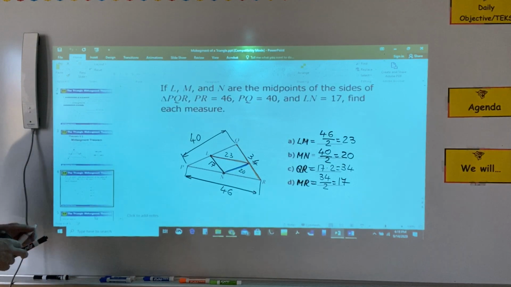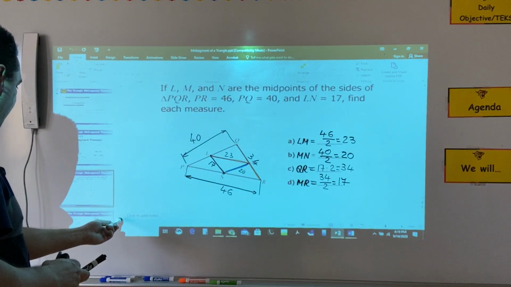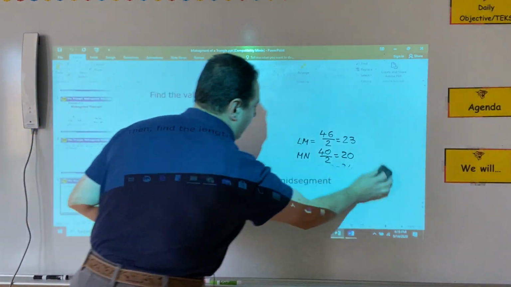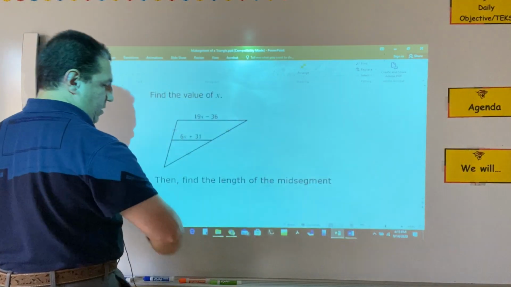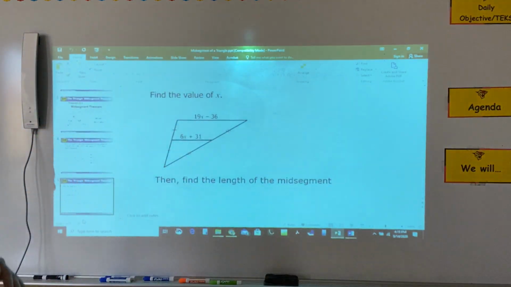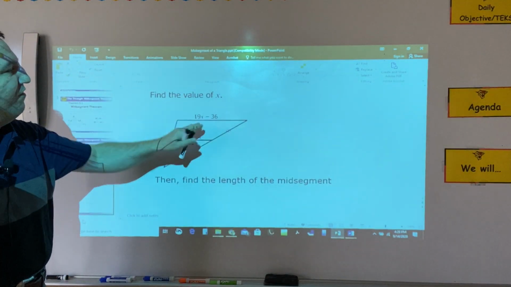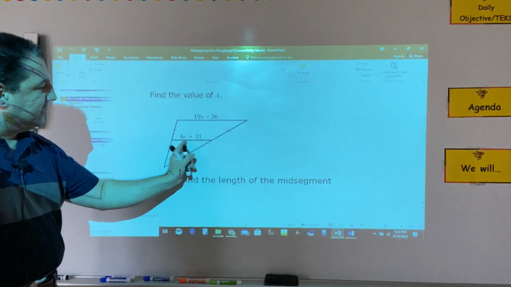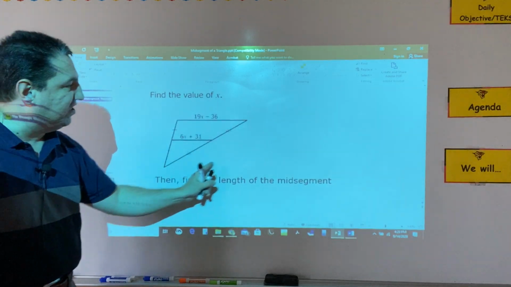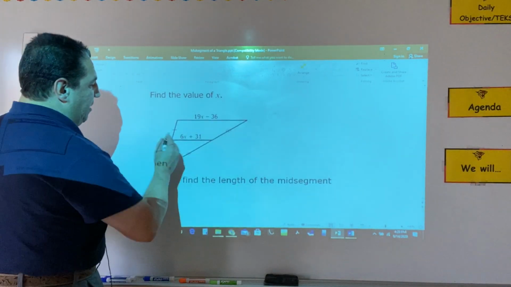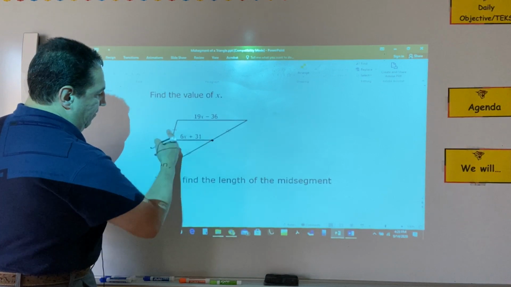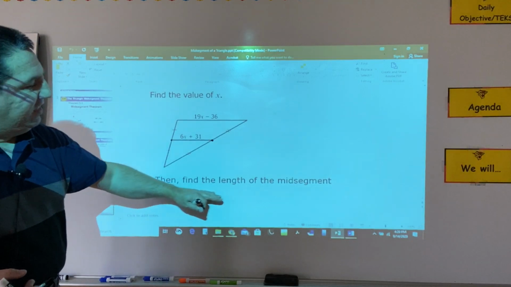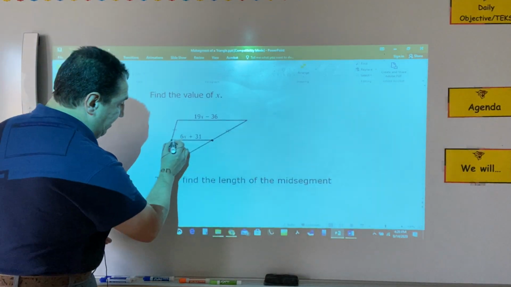Let's have another case, this time with expressions. So it says find the value of x, knowing this segment is the mid-segment for this triangle. These points are the midpoints of these two sides. So it says then find the length of the mid-segment. In other words, the length of this segment.